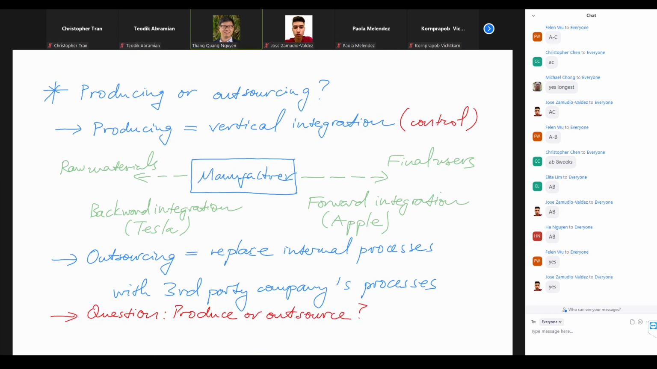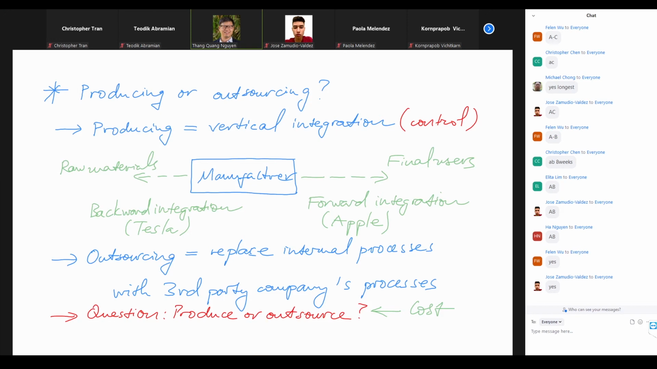The answer to this question is all about cost analysis. So the main idea here is if it is cheaper to produce, then we produce the product in-house. And if it is cheaper to outsource, then we're gonna hire another company to do it for us, right? So that we can save money. We need the same quantity. Either we produce it in-house or we outsource it to another company.